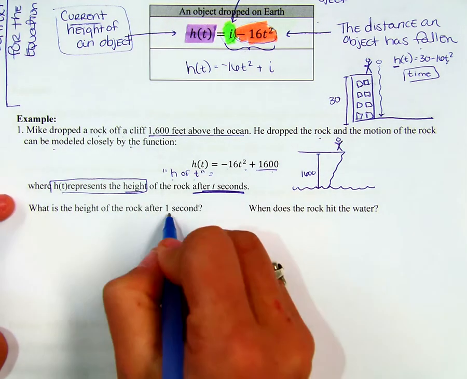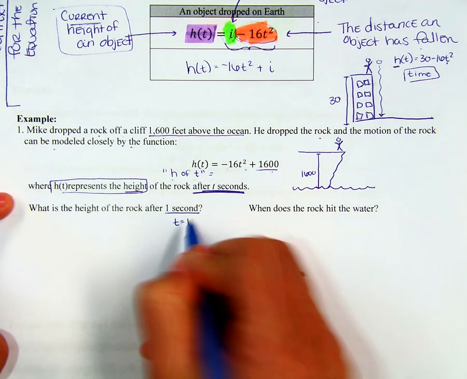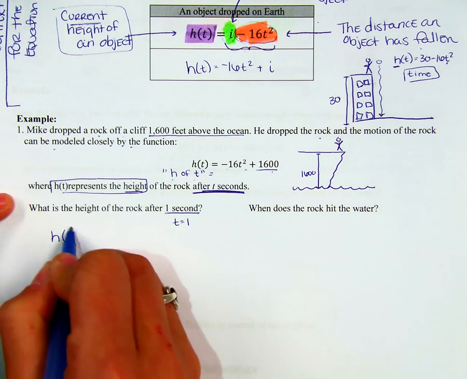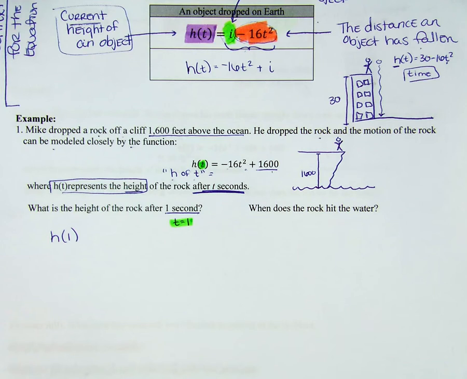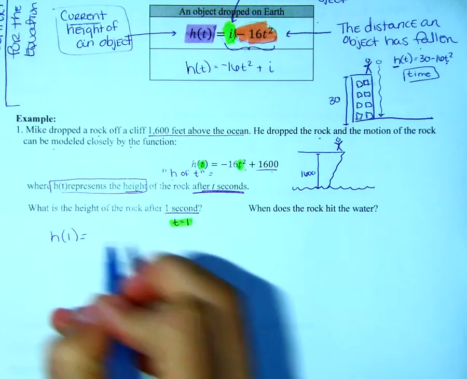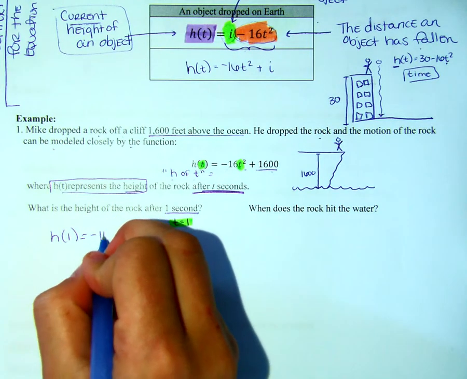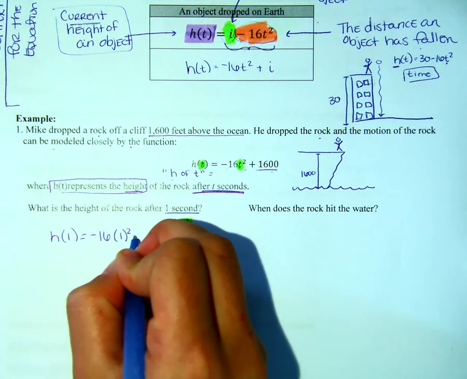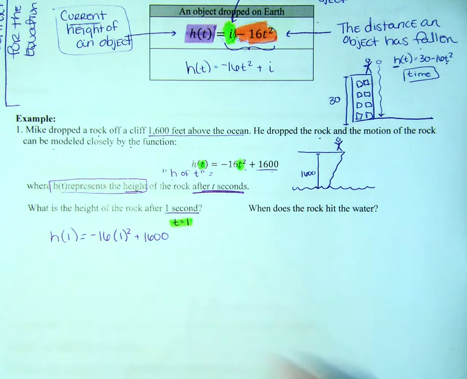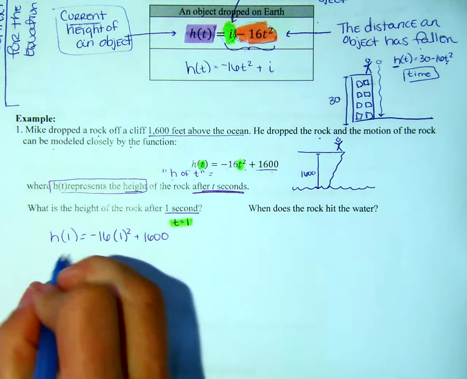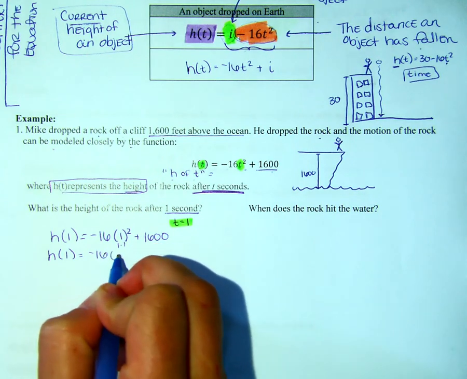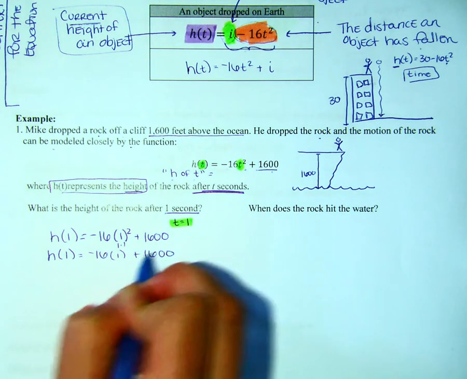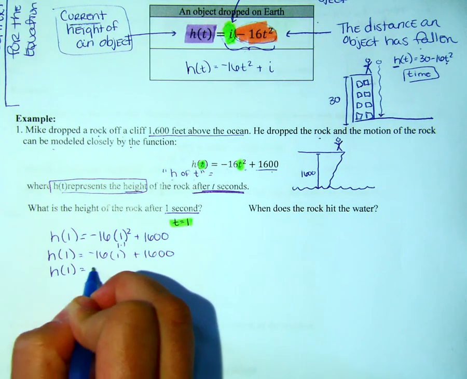So what is the height of the rock after 1 second? So this is where t equals 1. So we're going to do h of 1. Notice what I've done is I've substituted the 1 in for t here, and I'm going to substitute it in here. So h of 1 is equal to negative 16 times 1 squared plus 1,600. Simplify. 1 squared, so that's 1 times 1 is 1. Negative 16 times 1 is negative 16.